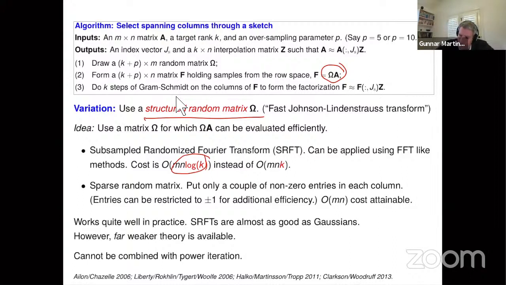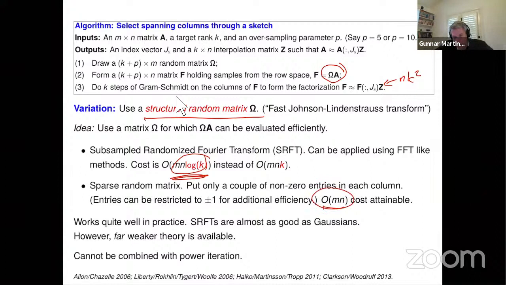And notice that this step has complexity something like nk squared. So that's a lower order term. So now we've gone from complexity mnk overall for the column selection problem down to this. And you can actually do even more dramatic things. You can take an omega that consists almost entirely of zeros. As long as you make sure to pick at least 2 or 3 non-zero entries in each column of omega, you can prove that this often leads to perfectly decent solutions for low rank approximation of A, and in consequence for solving the column selection problem. So you can in some sense get complexity O of mn.